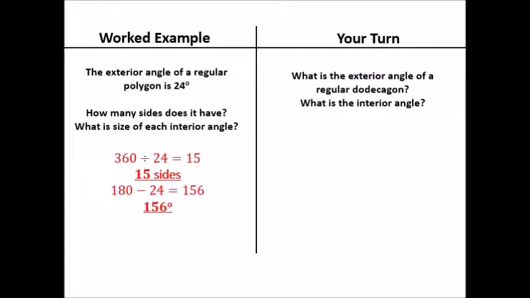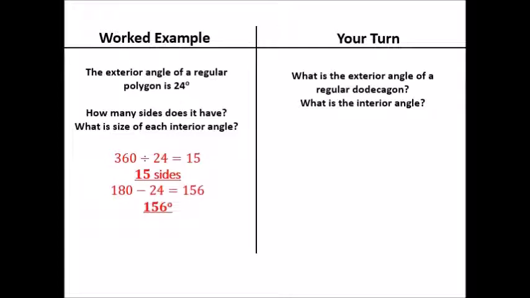To find out what the size of each interior angle is, we need to recognize that the exterior and the interior angle lie on a straight line, therefore they add up to 180. So we can take the exterior angle away from 180 to find the size of the interior angle. Therefore we have 156 degrees.